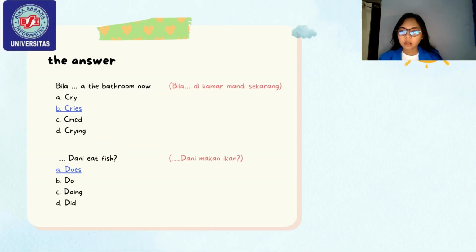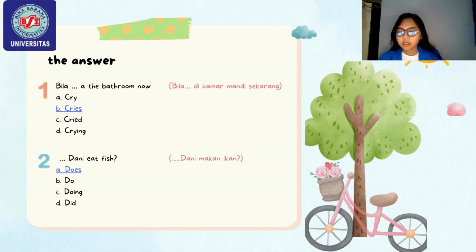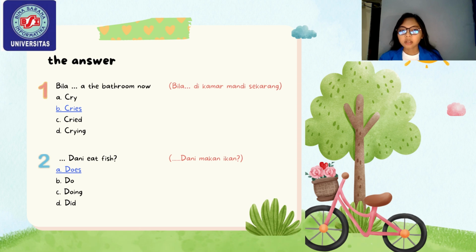Next, the answer. Number 1, the answer is B, cries, because cry is a consonant plus y. So, ies is added to the verb. Number 2, the answer is A, does, because Danny is a third person singular pronoun he, and for the subjects she, he, it, use does.